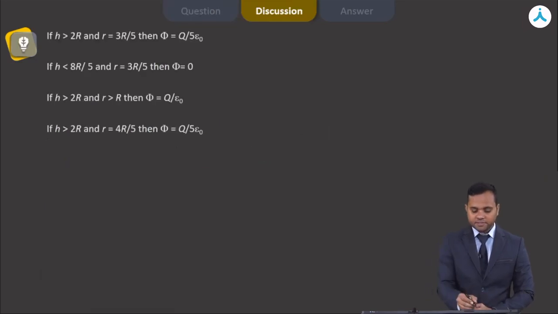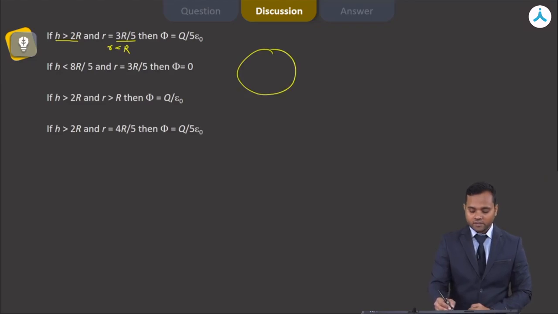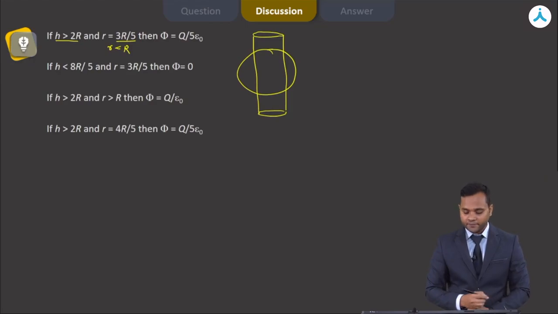So if you see, the first option says that h is greater than 2R and r is equal to 3R by 5. This means this r is less than capital R, the radius of the shell. So in this particular case, we will have to find out the flux. For that, let us draw the shell here. This shell and the cylinder, this is the placement of the cylinder. Since the height of the cylinder is greater than 2R, this will be the appropriate figure here, and this is the center.